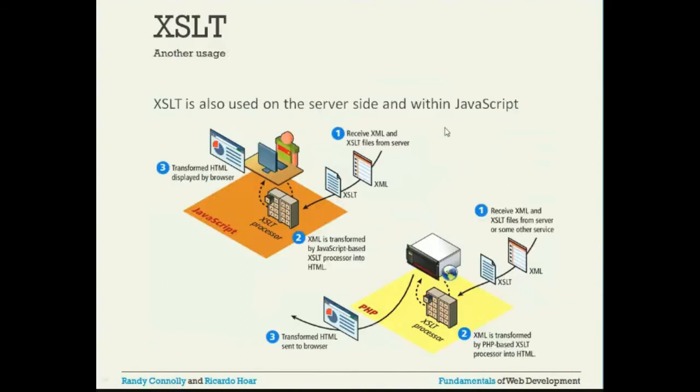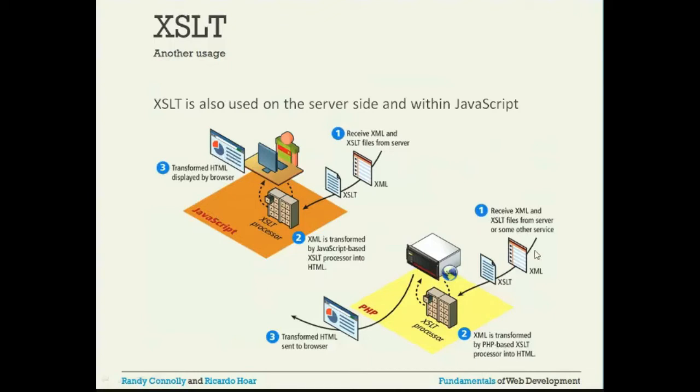XSLT is also used on the server side and within JavaScript. In JavaScript, it receives XML and XSLT files from the server, so it will receive both XML as well as XSLT. Then XML is transformed by JavaScript based on the XSLT processor into HTML. Whatever the XML content is, it is converted into HTML using the XSLT processor, and that HTML will be displayed on the browser.